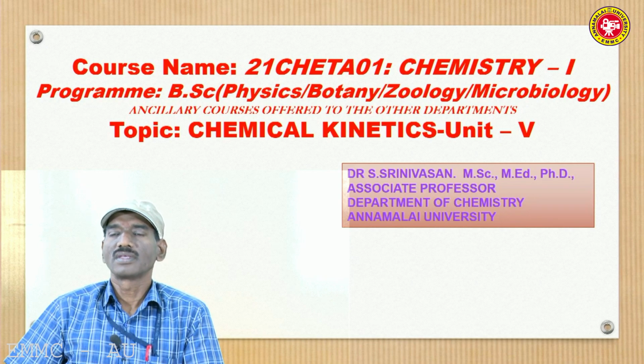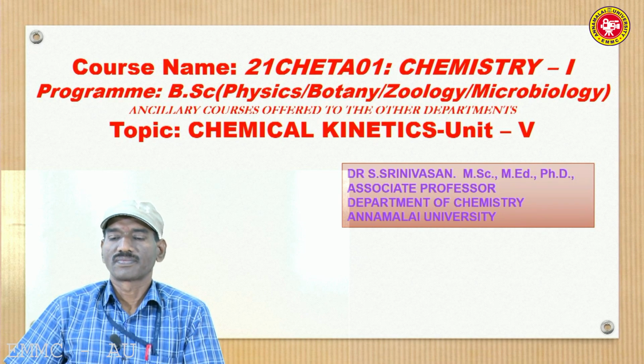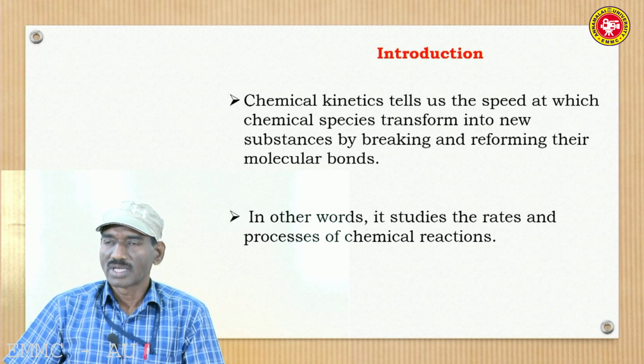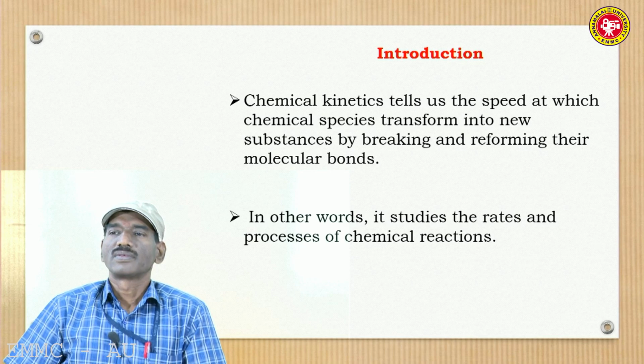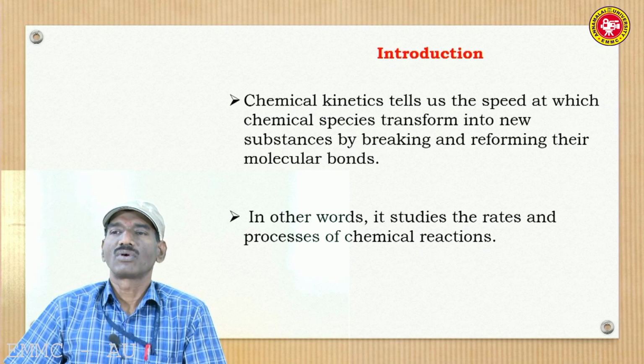Now, we are going to see the ancillary chemistry subject. In ancillary chemistry, Unit 5, the chapter is Chemical Kinetics. In chemical kinetics, we are going to consider many reactions, so initially we are going to consider the introduction. Chemical kinetics tells us the speed at which chemical species transform into new substances by breaking and reforming their molecular bonds. In other words, it studies the rates and the process of chemical reactions.